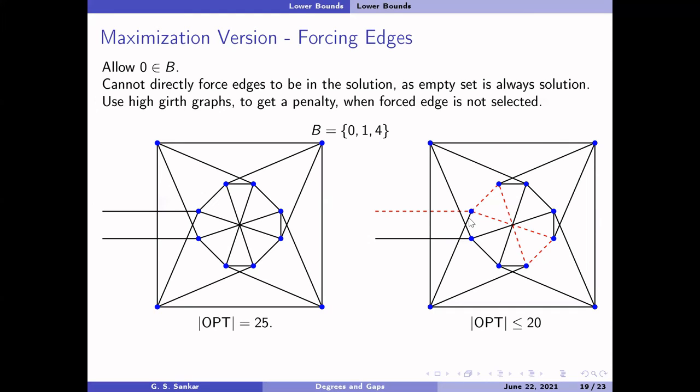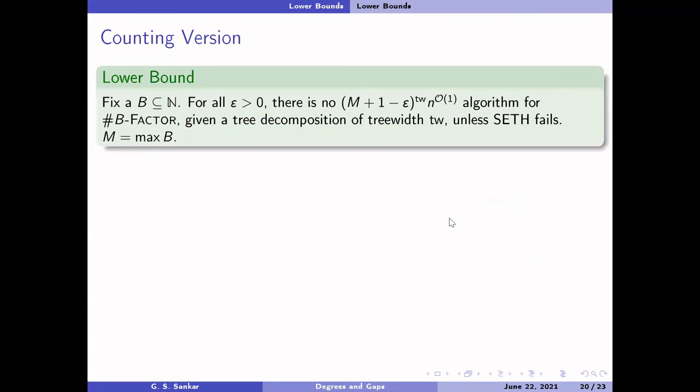And since in the maximization version, the question is to find a solution of, say, at least some k edges, this can sort of help us force edges in some way, right? And like before, you can do the equality gadgets in a similar way. Now let's look at the counting version.